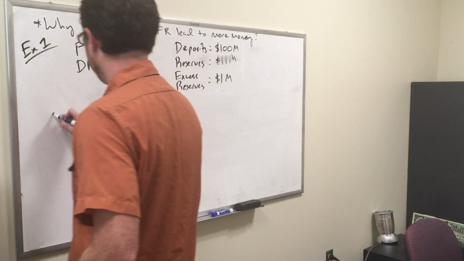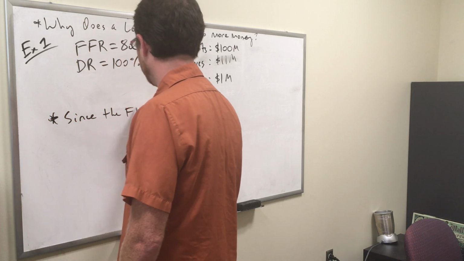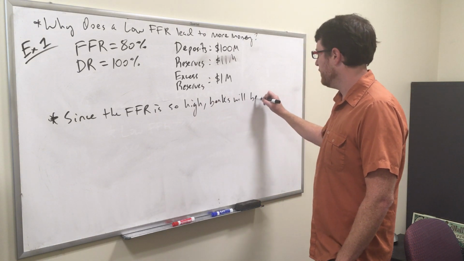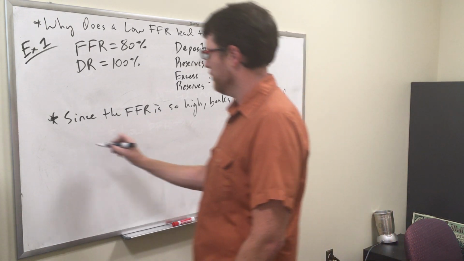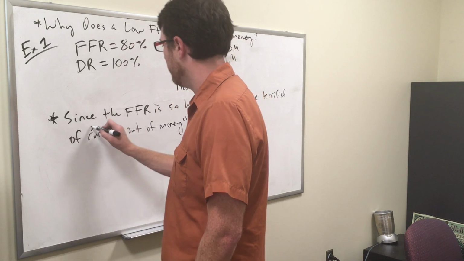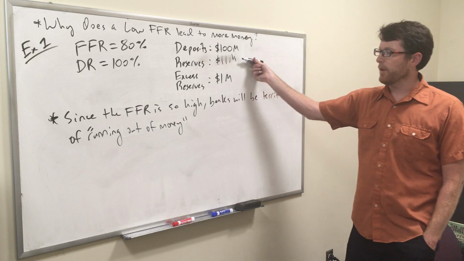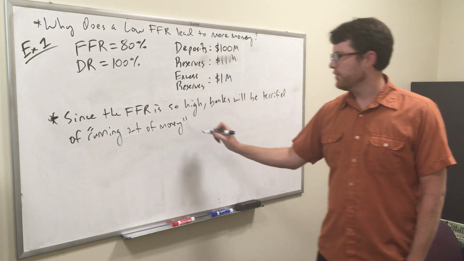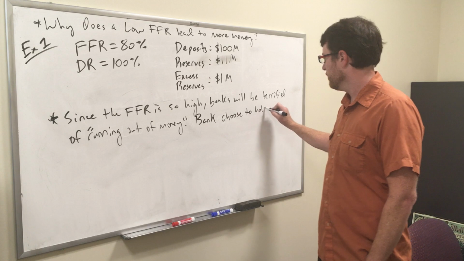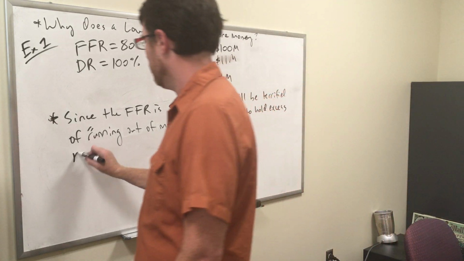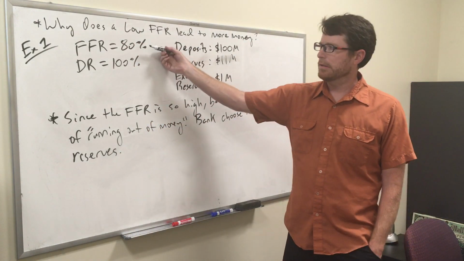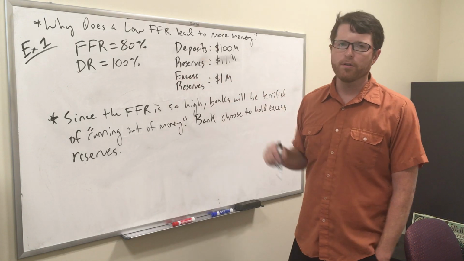So here's the bottom line. Since the federal funds rate is so high, banks will be terrified of running out of money. All right, when I say running out of money, what I mean is they've got to hold at least 10 million in this case. They'll be afraid that they're not doing that. Okay, so what they're going to do is they're going to choose to hold excess reserves. They're thinking, look, we've got an extra $1 million here. We could loan it out, but I don't want to have to borrow at 80%. So I'm going to be really careful. I'm going to hold on to this extra money.